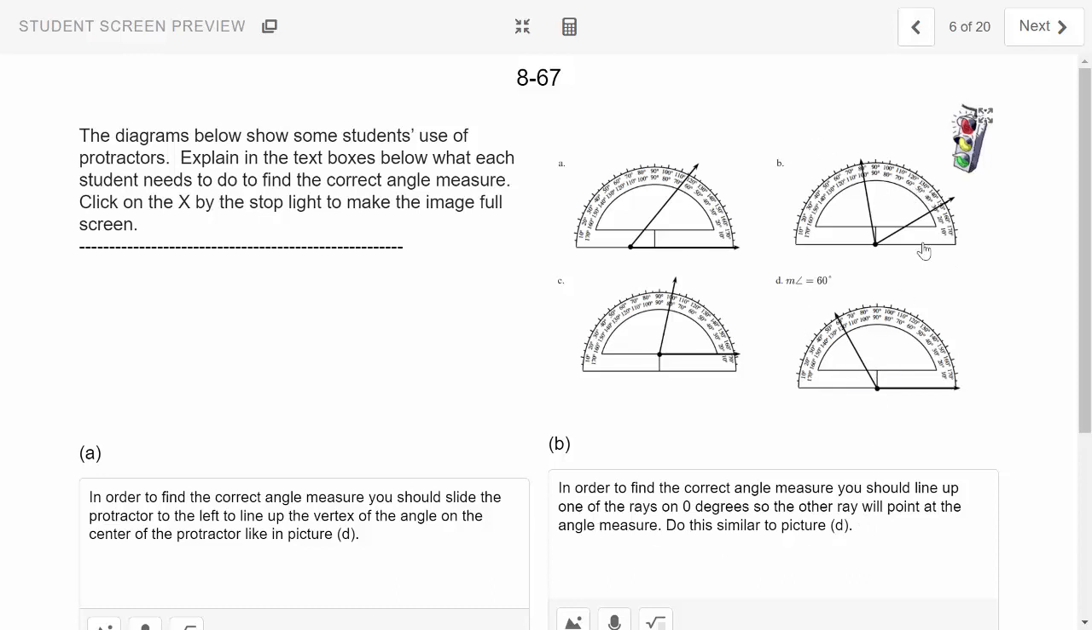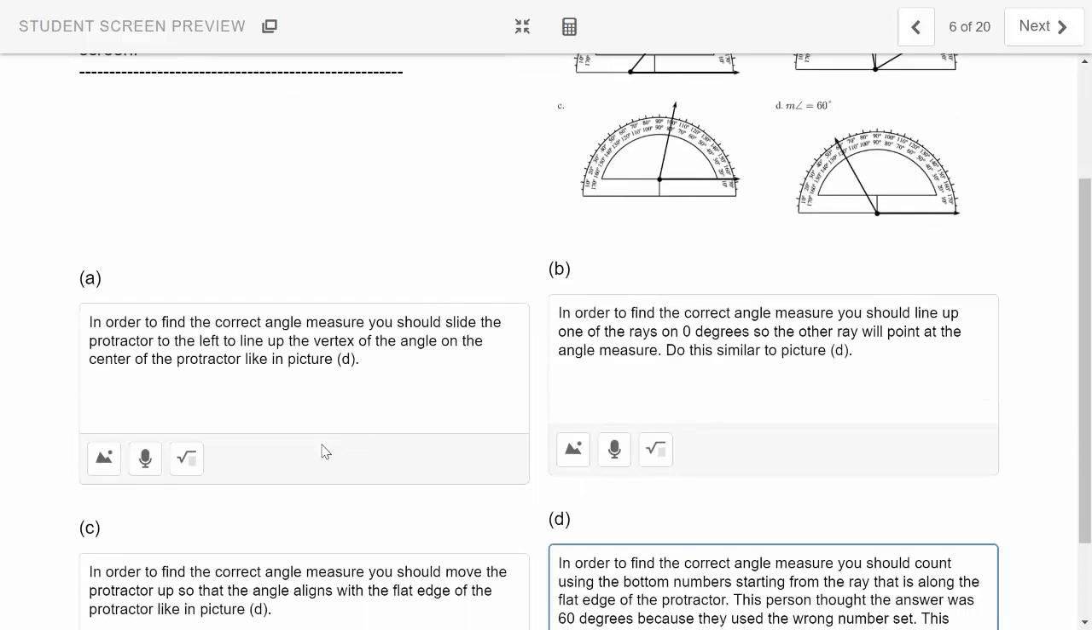So they have their thing rotated. I need to get maybe this ray along this flat edge. I would rotate my protractor. Problem C. In order to correct this, they need to push the protractor up so that this point is down here, like in picture D.